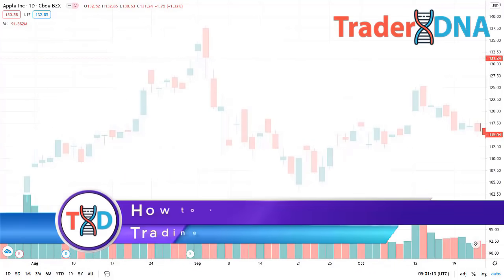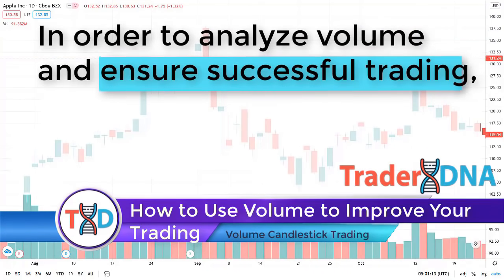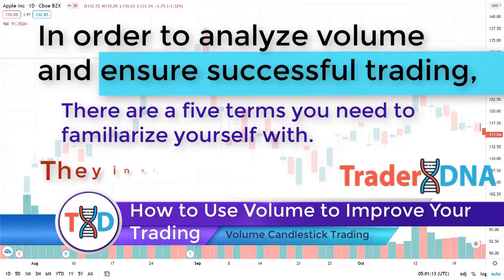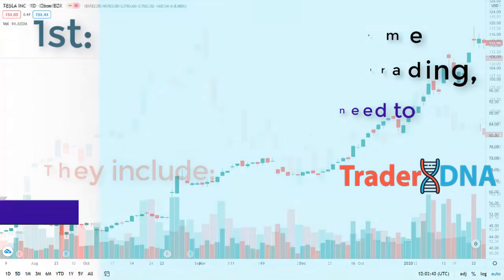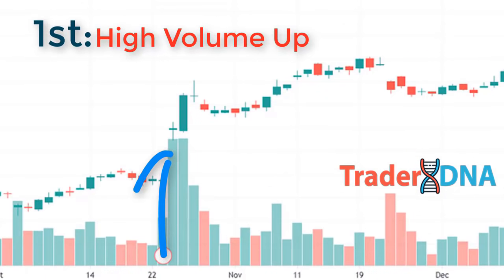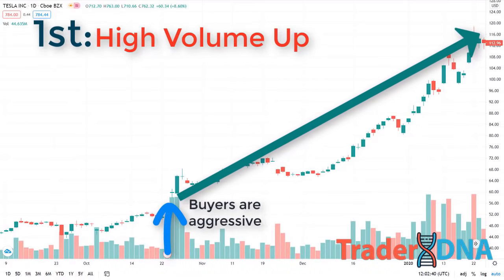How to use volume to improve your trading. In order to analyze volume and ensure successful trading, there are 5 terms you need to familiarize yourself with. They include: first, high volume up. This translates to more trading currently in play at the ask, which means buyers are aggressive, and as a result, it helps to identify trend changes, continuations and turns.